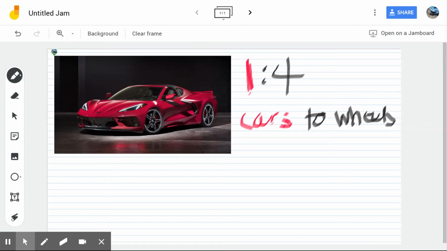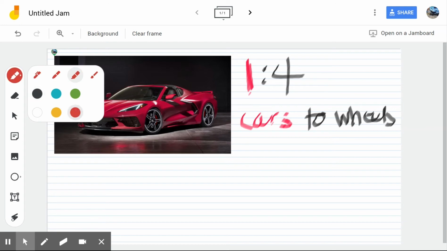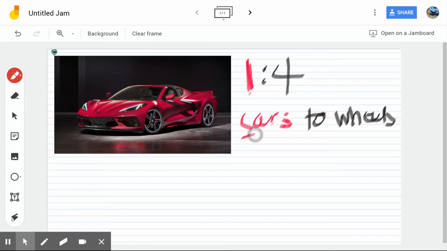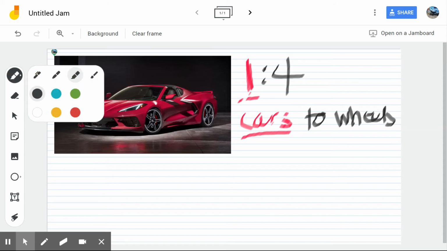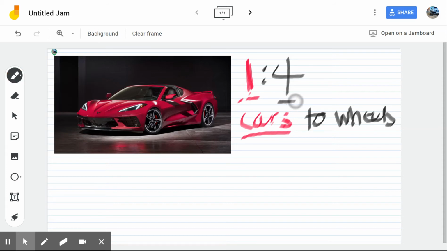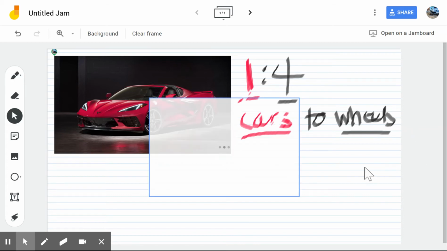1 to 4. The most important thing for us to recognize is the order in which I say it influences the way I write the ratio. If I say cars first and it's one car, I have to write the one first. If I say wheels second, then I have to write the four second. Now, what if I have two cars?